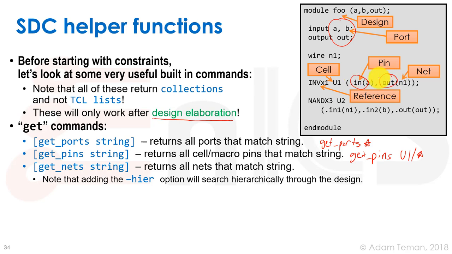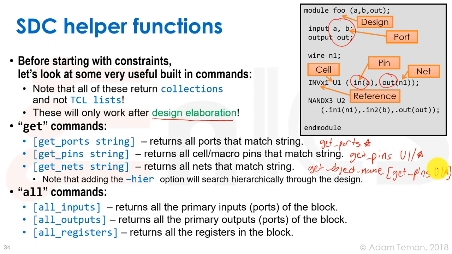Okay, but that's a collection of those guys, and if we want to iterate over them, we'd have to do foreach in collection, and if we want to know the names, we'd have to get object name of get pins U1 star. So let me write that down a second. We can do get object name and then square brackets get pins U1 star, and it will print out U1/in and U1/out, a list of those two. Okay, and get nets will return us N1. We can also add this minus hierarchical to help us go down in designs if we don't know things like this name U1. Sometimes that can be a bit painful.